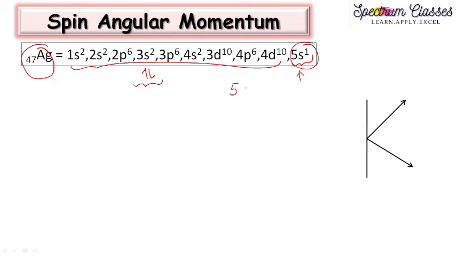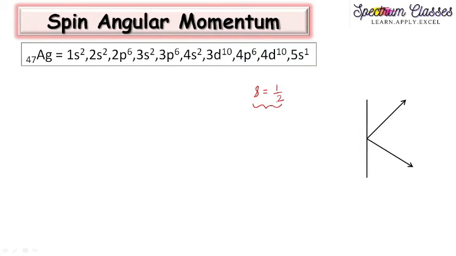The next thing is 5s1. According to this s orbital, small s, we have azimuthal quantum number l equal to 0. And if l is equal to 0, then capital L, that is the orbital angular momentum value, is again equal to 0. All these things I have explained in the atomic term symbols. It does not have orbital angular momentum. So it has spin equal to 1 by 2, and therefore it has only spin angular momentum.